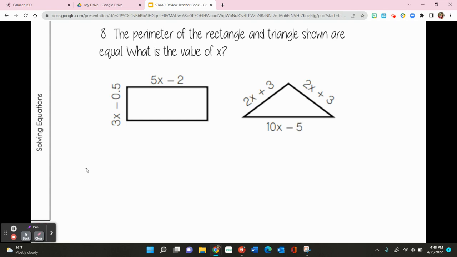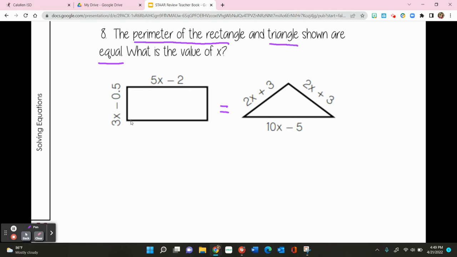Next, let's go ahead and look at number 8. It says the perimeter of the rectangle and triangle shown are equal. What is the value of x? So first thing we're going to be doing is finding the perimeter of both the rectangle and the triangle. And since it says that they are equal to each other, we're going to set the perimeter of our rectangle and triangle equal to each other.